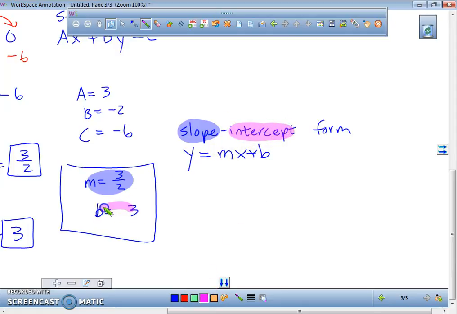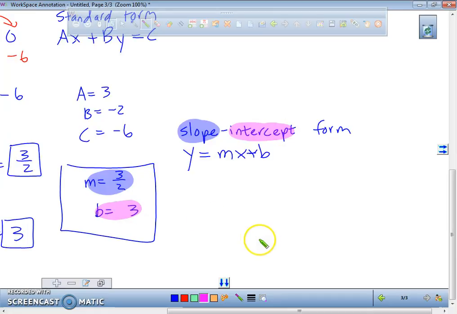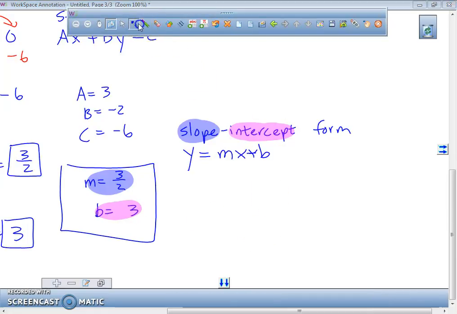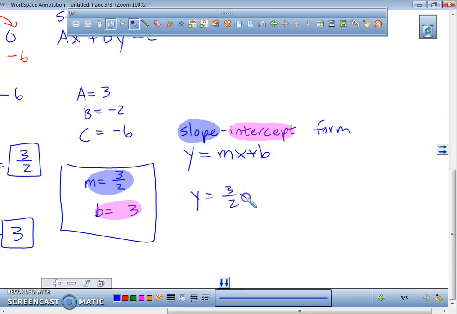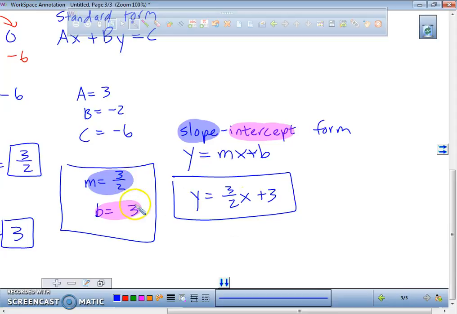You have an intercept, but more specifically, it's the y-intercept. So how would we write this equation if I told you to write the equation? Y equals 3 over 2x plus 3. There you go. So that would be the equation. This would be stating the slope and the y-intercept.